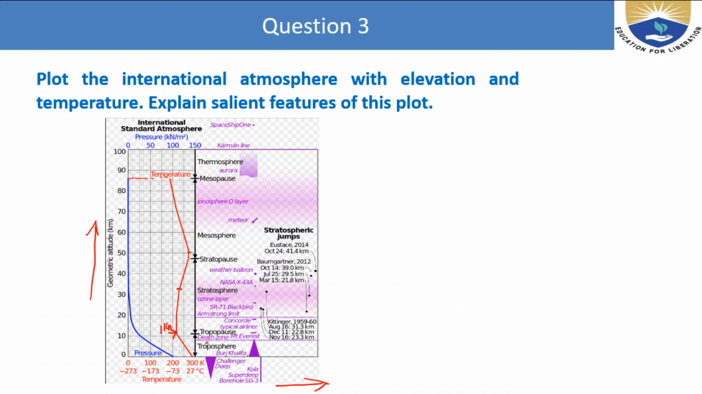Here is the death zone, that is Mount Everest, which is nearly 8.8, nearly 9 kilometers. So we can compare with Everest. Everest is in the troposphere only, and there is an atmospheric limit. In the stratosphere we have the ozone layer. The ozone layer is found at nearly 30 kilometers. So this way we can plot the international atmosphere table with elevation and temperature.